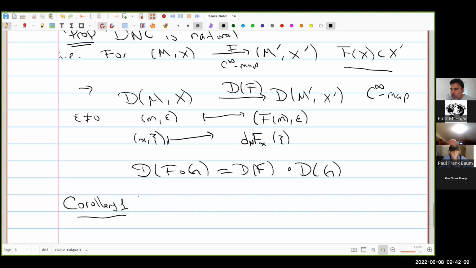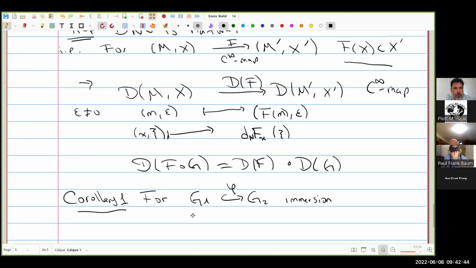Corollary 1 is that if I take an immersion of groupoids, and I won't come to what a groupoid is. Sorry, if someone has questions, then you can stop me. But if you have two Lie groupoids, in the sequel I will use very elementary groupoids, defined in the case of discrete groups, but the property is more general. So you have an immersion of Lie groupoids.